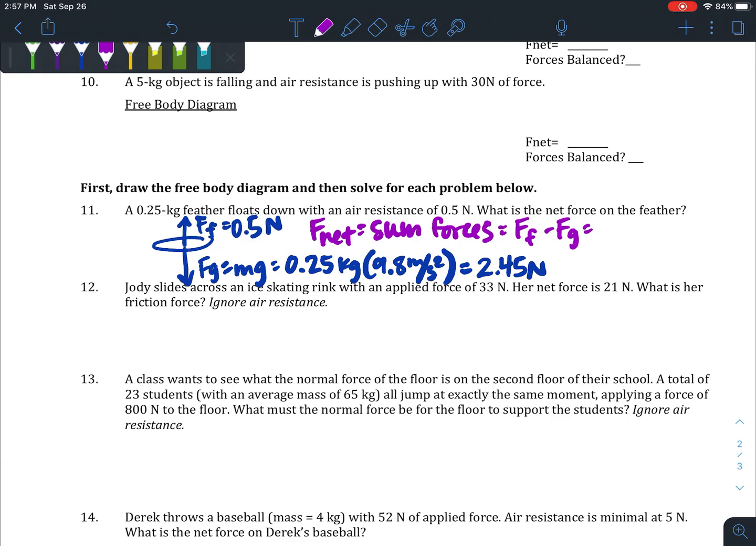So we're going to do 0.5 newtons minus 2.45 newtons. We're doing it in that order, by the way, because gravity is a downward force, and so it should be a negative force. When we do that, we get an answer of negative 1.95 newtons. If we think through that, it does say the feather is floating down, so it makes sense that the downward force would be greater, and it would have a net force that overall is downward.